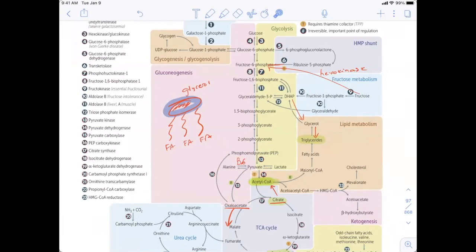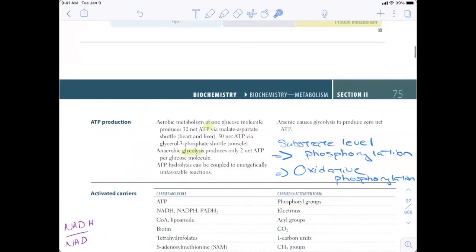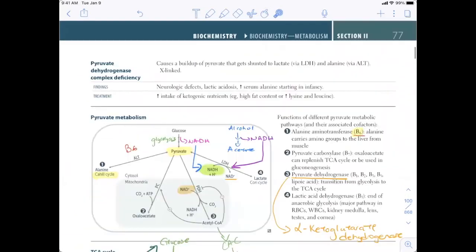And the enzyme to use there is pyruvate carboxylase, which changes you to oxaloacetate. And then PEP carboxykinase will bring you back to PEP. So two important steps. Let's bring it back to perspective here.